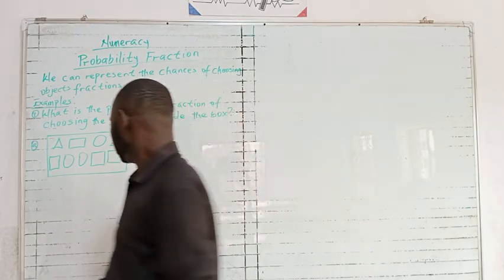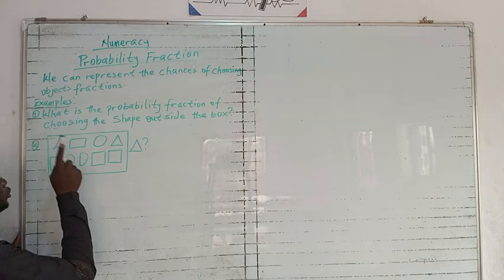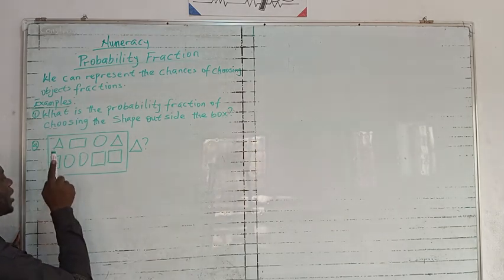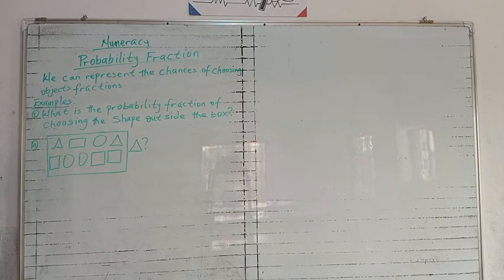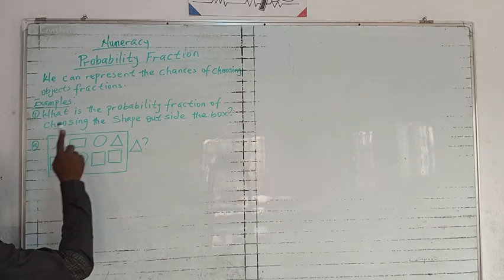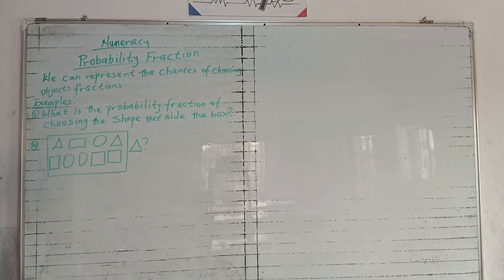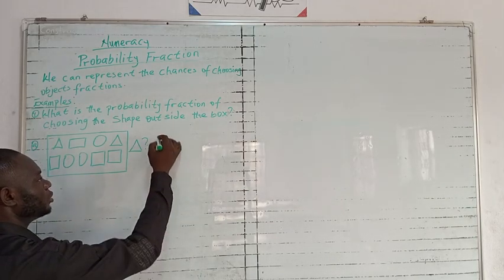Now let's go. Looking at this, inside this box, there are how many shapes? 1, 2, 3, 4, 5, 6, 7, 8, 9. There are 9 shapes, right? Good. Inside this same box, how many triangles are there? 1, 2.